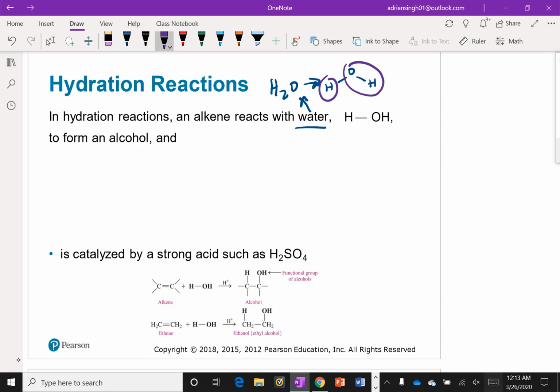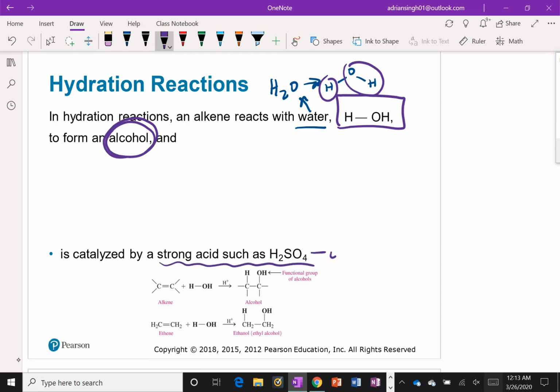All right, so in a hydration reaction, the alkene reacts with the water in the form of HOH to form a compound known as an alcohol. All right, and this reaction requires a catalyst, and the catalyst that's needed is a strong acid. Typically sulfuric acid is written, or sometimes you'll just see H plus being used instead of the entire formula for the acid.